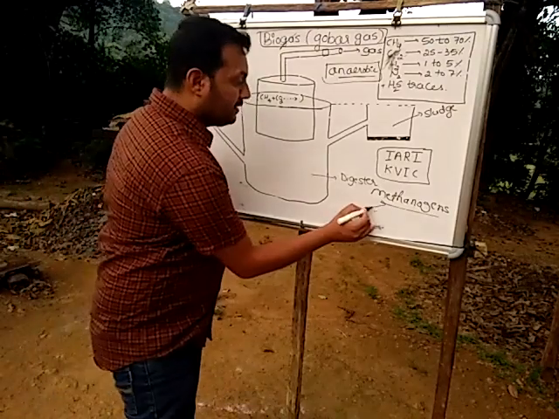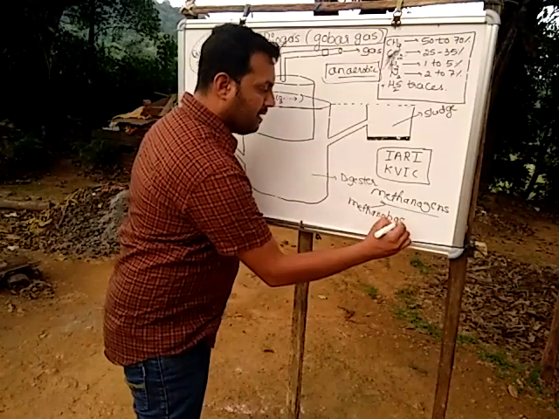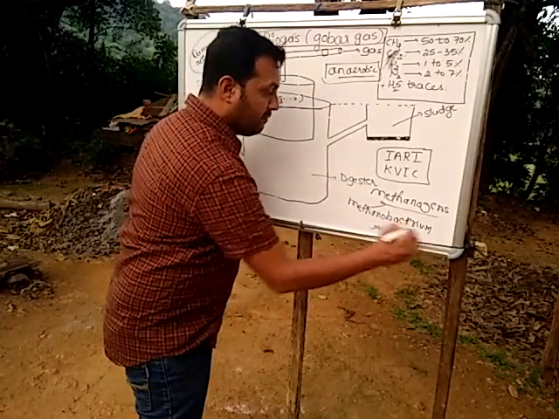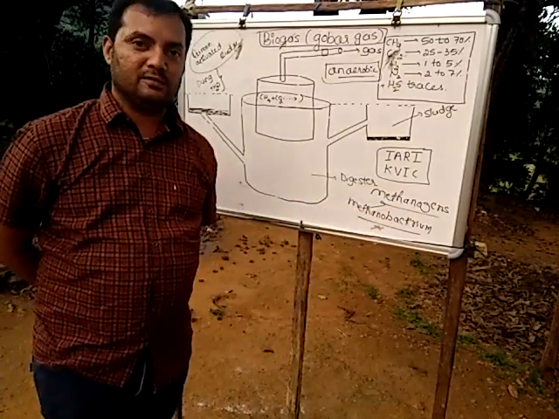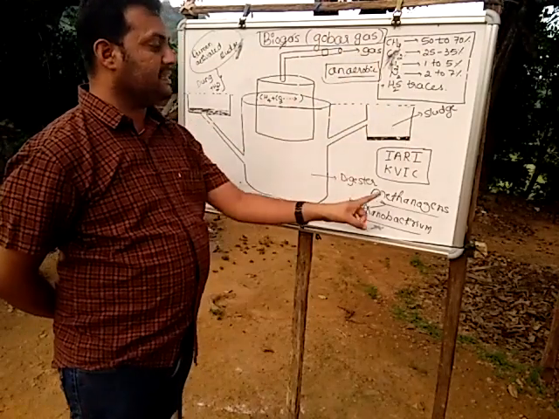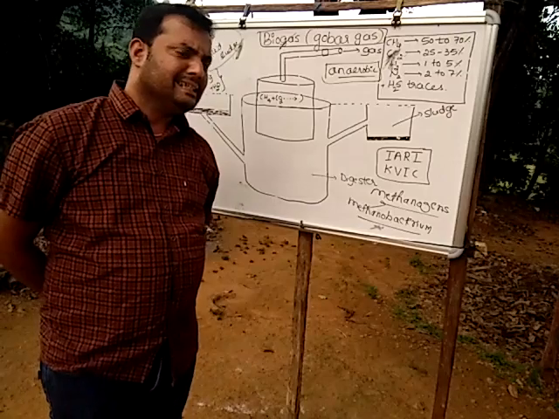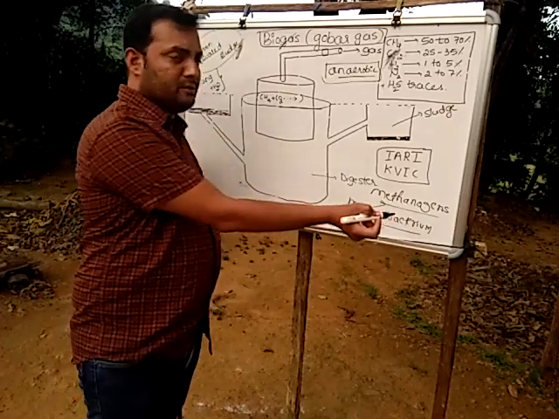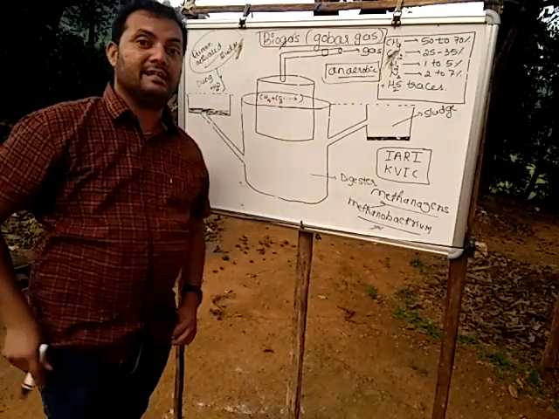The best example for methanogens is methanobacterium. Methanobacterium is a type of bacteria belonging to the group of methanogens. They will produce methane gas, hence they are called methanogens. These methane producing organisms will be present in activated sludge.